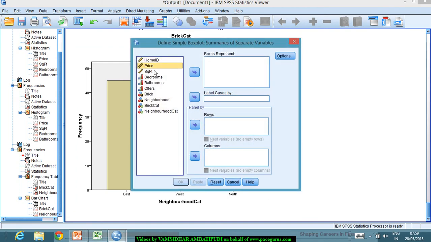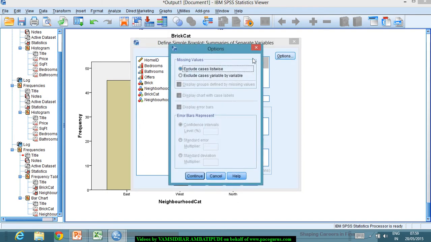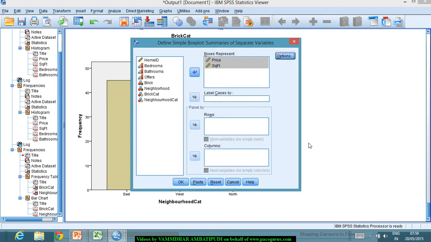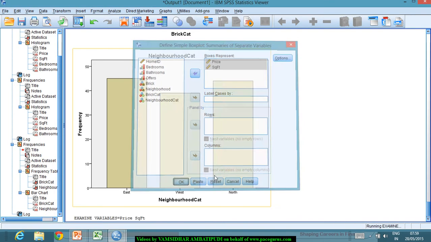In fact, I'll do only the price and the square feet. For these two, I'll try to do the box plot. And I'll exclude the cases variable by variable. Of course, that is more relevant only when the data is not present for any of the variables.